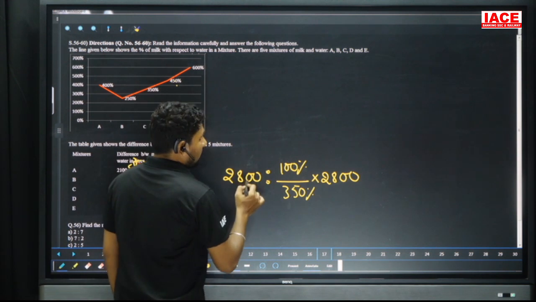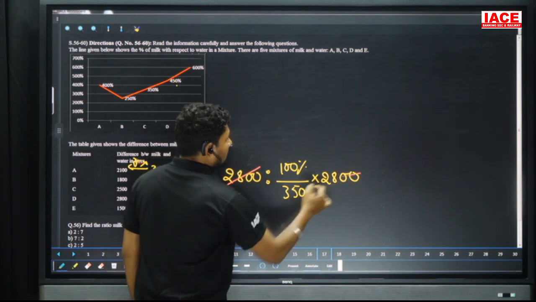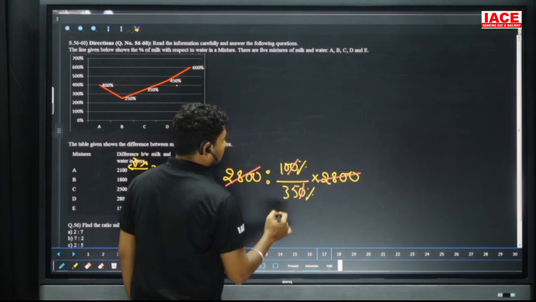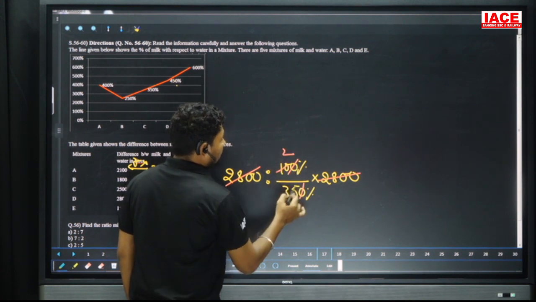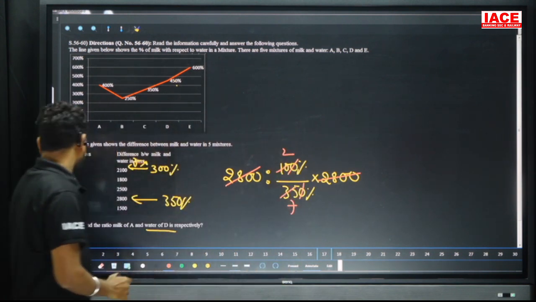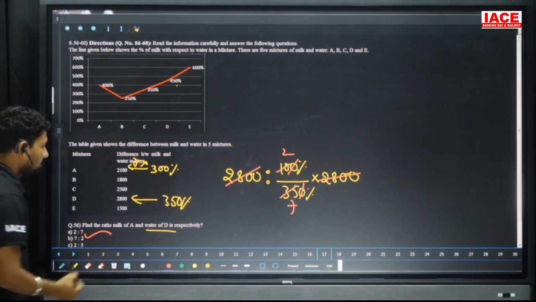So here the zeros cancel. 5 2s are 10, 5 7s are 35. Then the final ratio is 7:2. Our option is what? B is our answer.